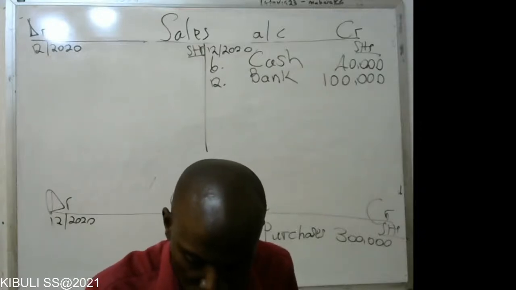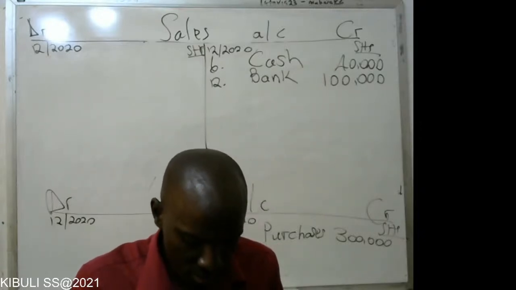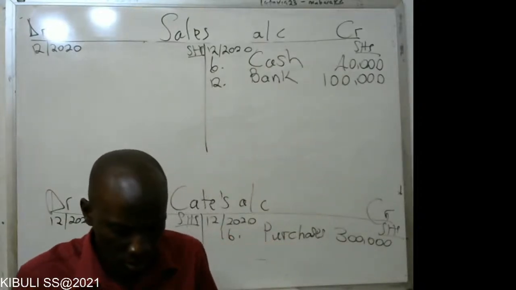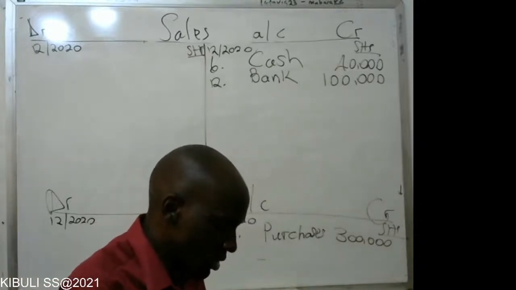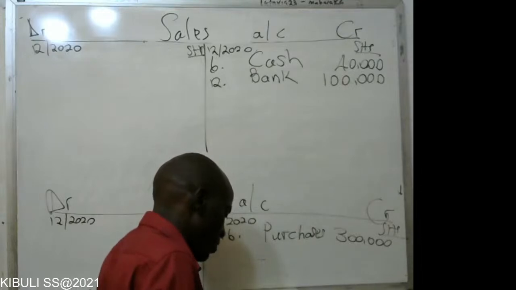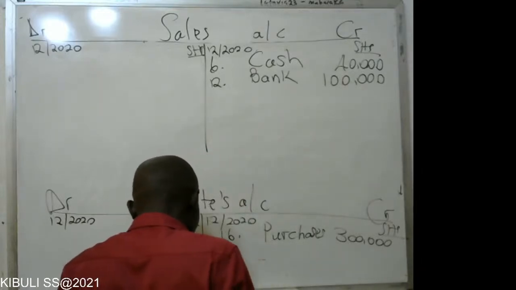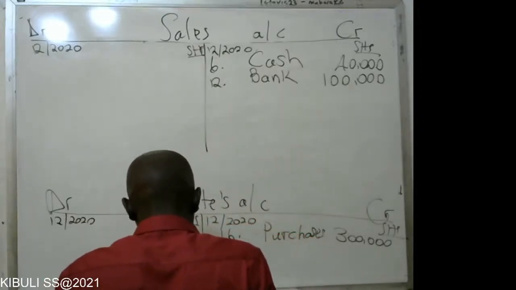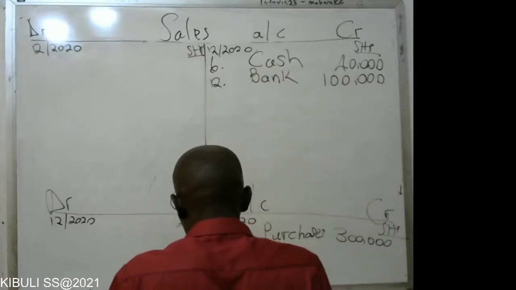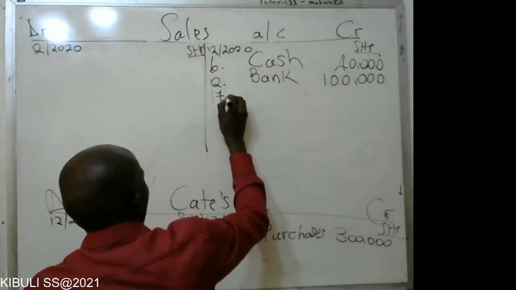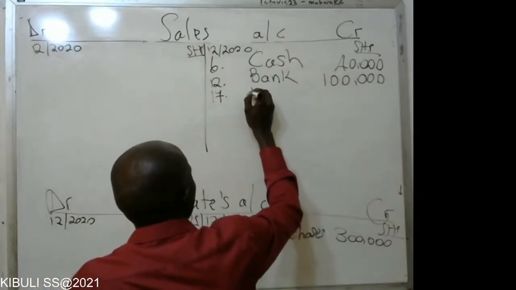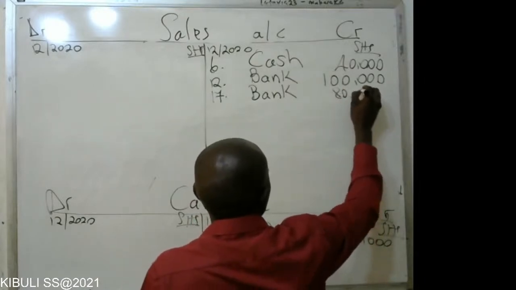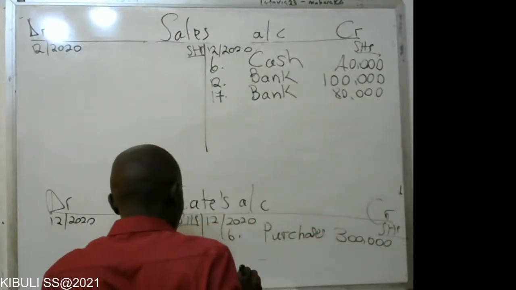Realize that we have the transaction on 17th. Are you seeing it, class? The transaction on 17th is also affecting the sales account. What does it say? Sold goods and received the check. So implying that sales gave out to bank. Still, so you have bank. And then how much was it? It was 80,000 shillings.